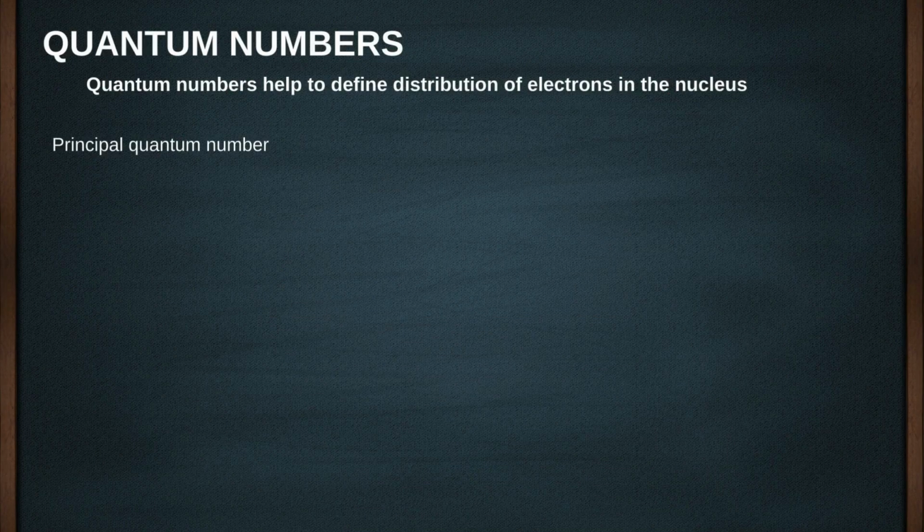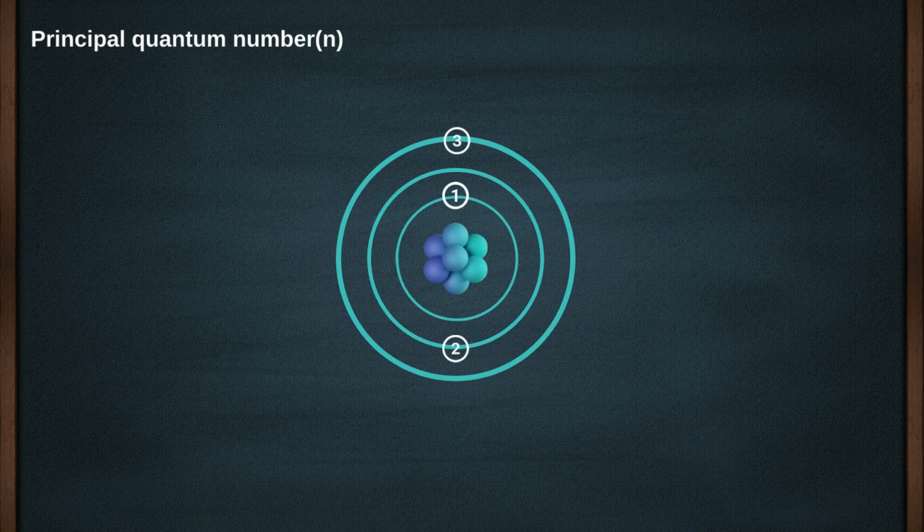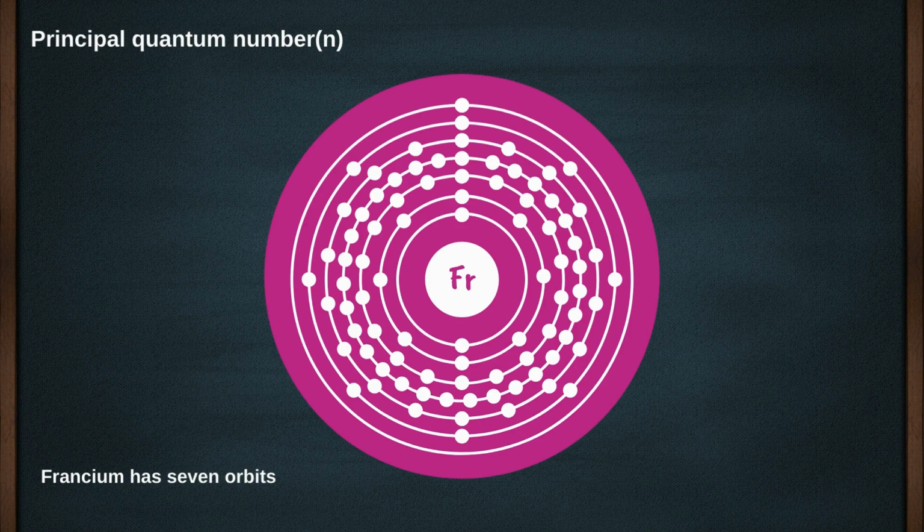The first quantum number is the principal quantum number. The principal quantum number is a fundamental quantum number that helps define the energy levels of electrons within an atom. It can only take positive integer values like 1, 2, 3, and so on. The maximum value the principal quantum number can take is 7, which means that the maximum number of orbits that can exist inside an atom is 7.